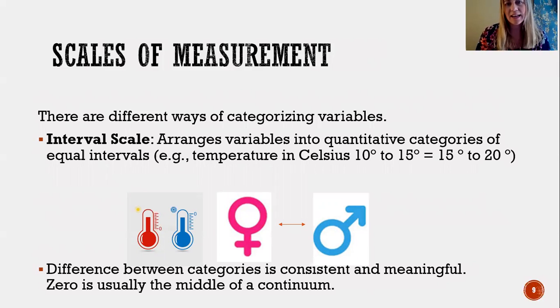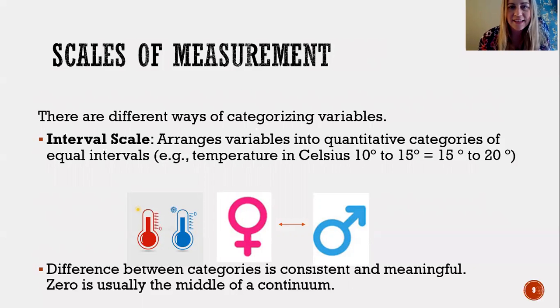When something is measured on an interval scale, we know that there is a consistent and meaningful difference between each value on the scale. So for example, if you wake up in the morning and it's 15 degrees and it's going to go up to 25, you know that that change of 10 degrees Celsius is going to feel the same as the difference between going from 5 degrees to 15 degrees.